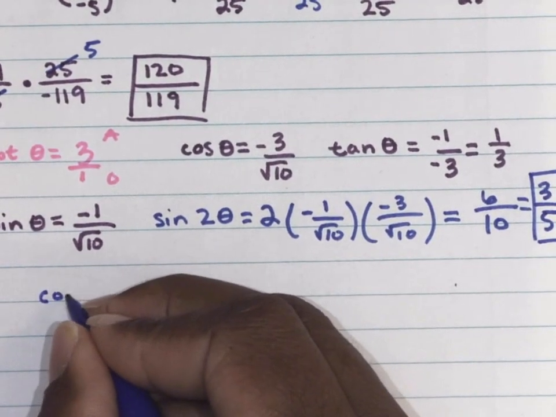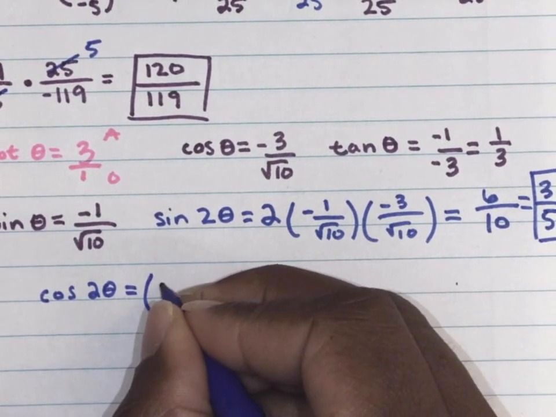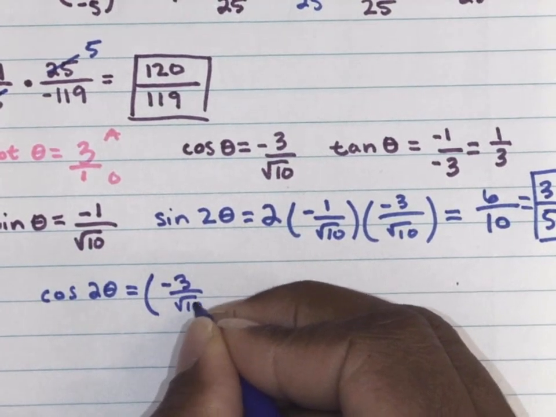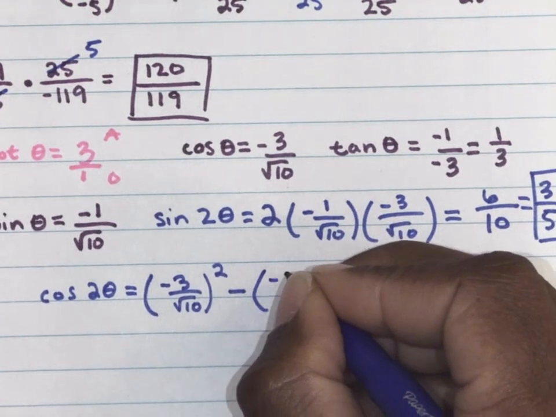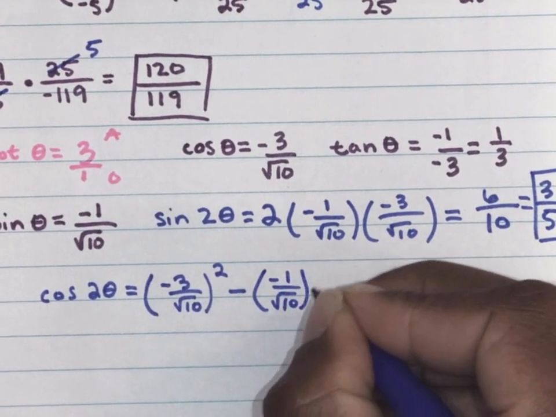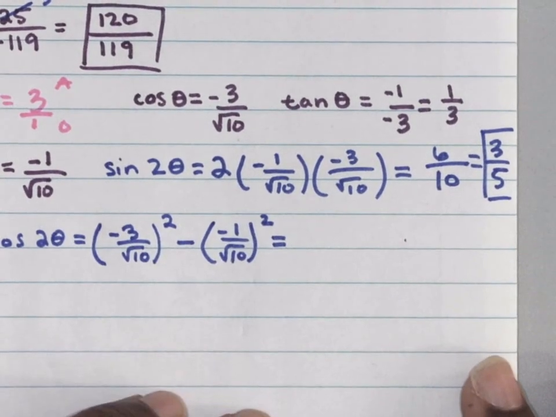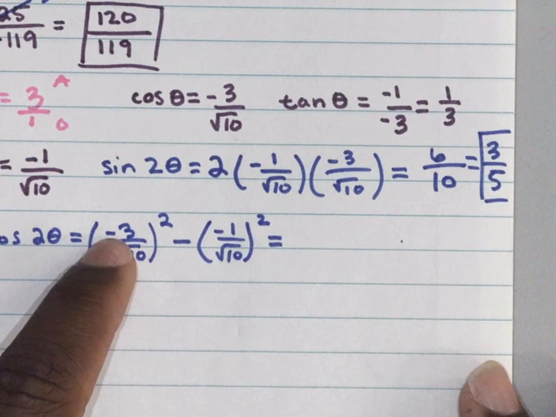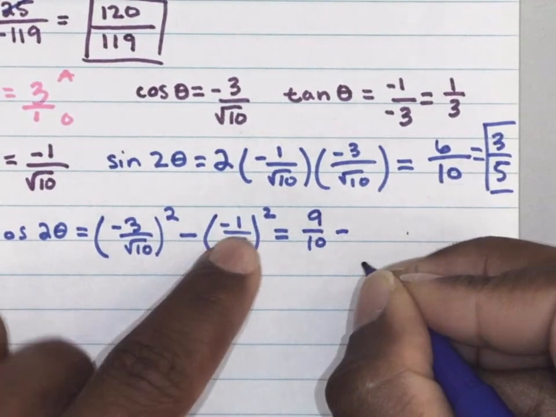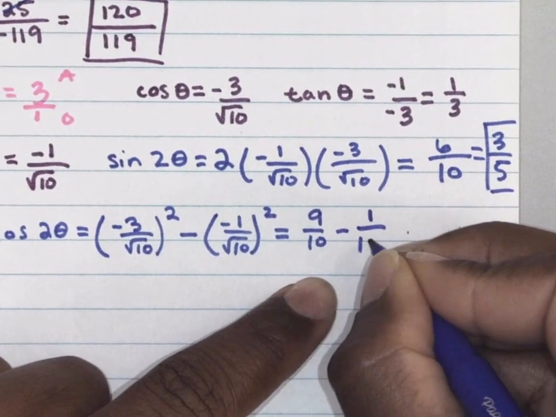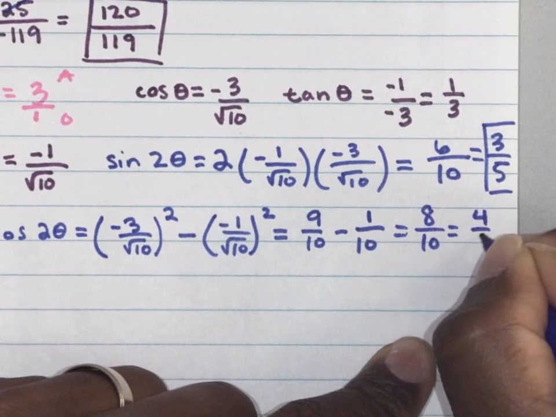Cosine double angle. I take cosine's exact value, square it, and then I'll subtract sine's exact value, squared, to get my exact value for the double angle. So 9 over 10 minus 1 over 10 equals 8 over 10, which equals 4 over 5.